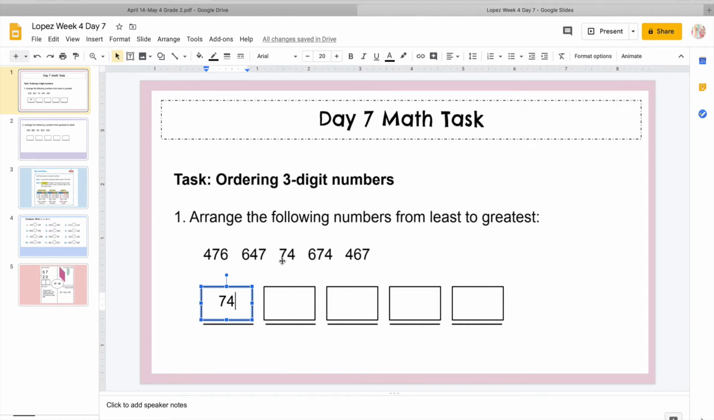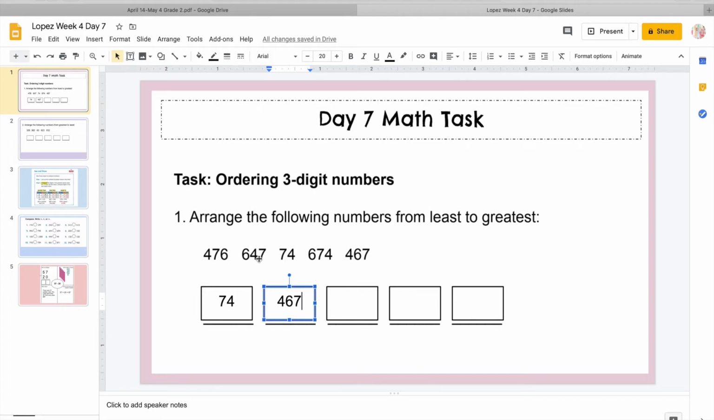So we know 74 is going to be the number with the least value. Now moving on, the rest of them all have a digit in the hundreds, so we need to figure out which one comes next with the least value. In the hundreds column, we have a 4, a 6, a 6, and a 4. We focus on the 4s because 4 is less than 6. Then we look at the tens: we have 4, 7, and 4, 6. We know 6 is less than 7, so 467 is going to be the next number from least to greatest.